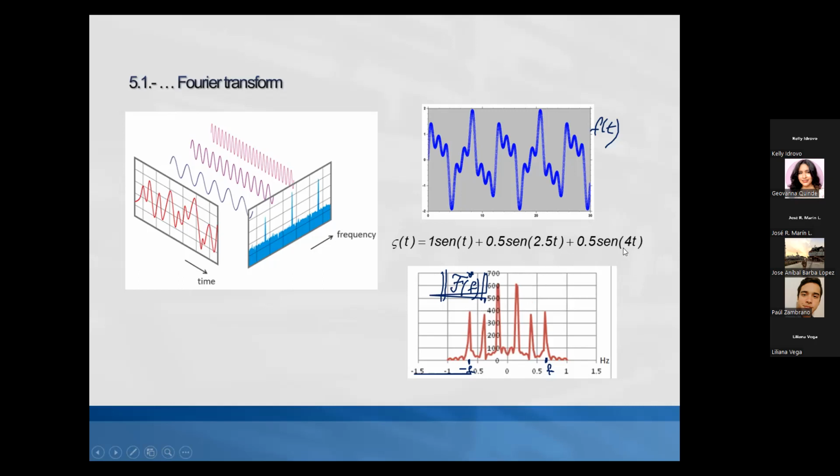And then for 2.5 and 4, we have these two spikes. You see that basically this is about half of that. And these two are very close between them. And that's proportional to this amplitude, 0.5. So that's a result of the Fourier transform. I'm highlighting the characteristics of this operation.